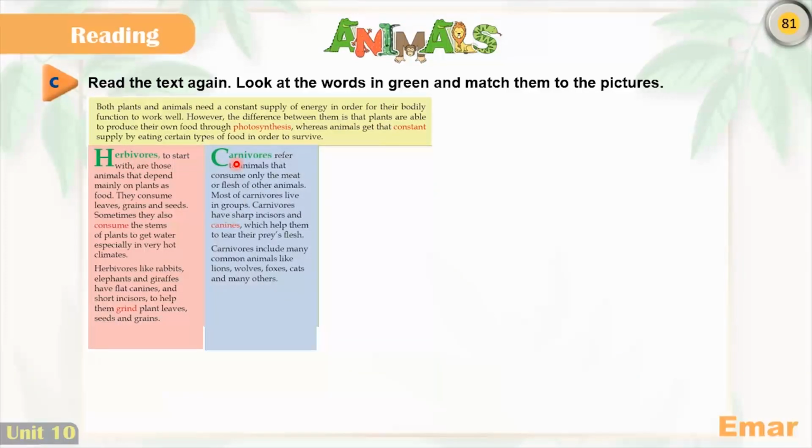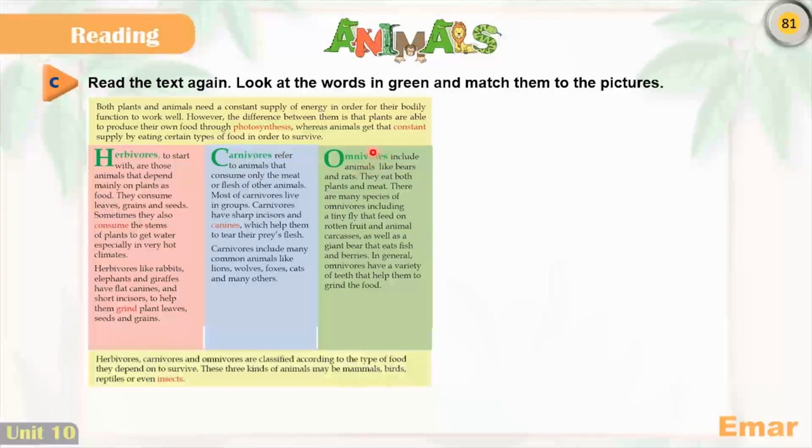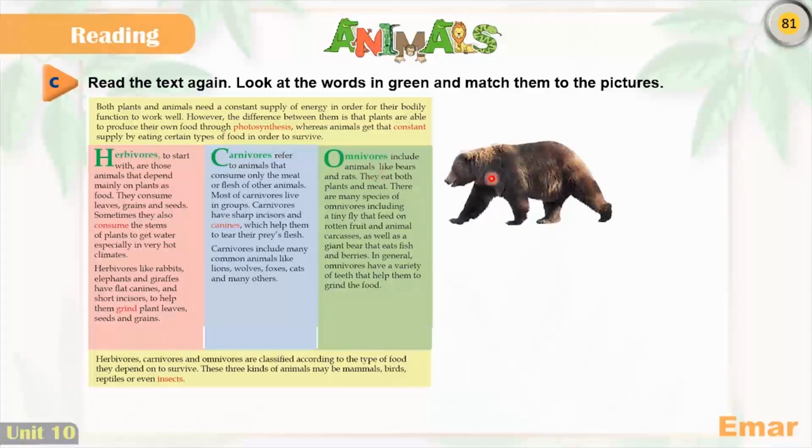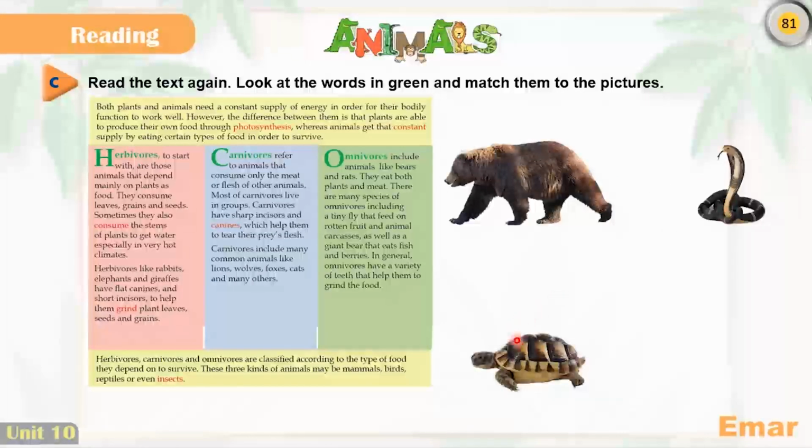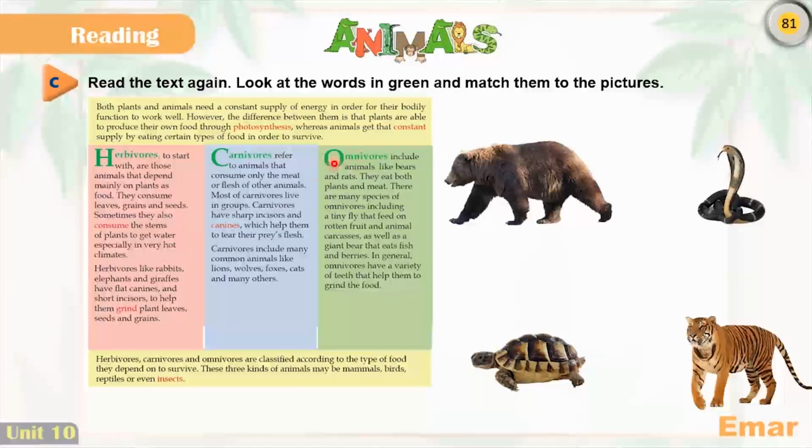We have words in green, as you can see, herbivores, carnivores, and omnivores. And there are pictures of 4 animals. You need to guess which one of these animals is a herbivore, or a carnivore, or an omnivore. The first picture is a picture of a bear. As you might know, bears eat fruits and animals or meat, so they are omnivores.